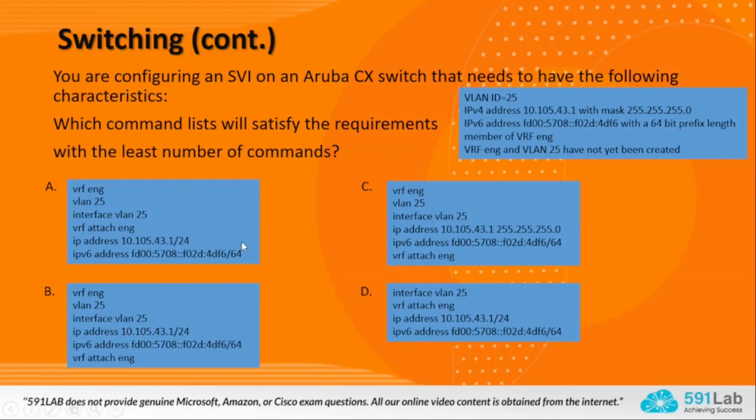Option A. It is creating a VRF ENG, then VLAN 25. Okay, under interface VLAN 25, you are attaching the VRF ENG. And after that, you are defining the IP address with the prefix length and IPv6 also. All the commands are in order and this looks correct. Let's check the others.